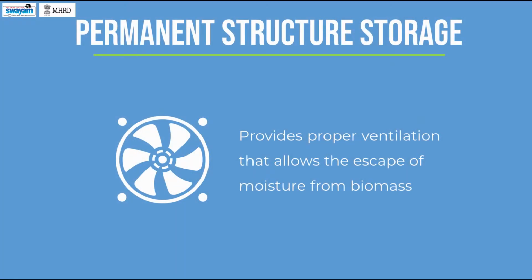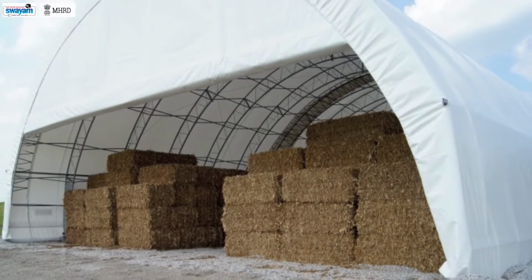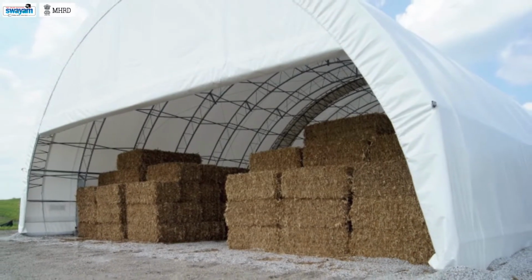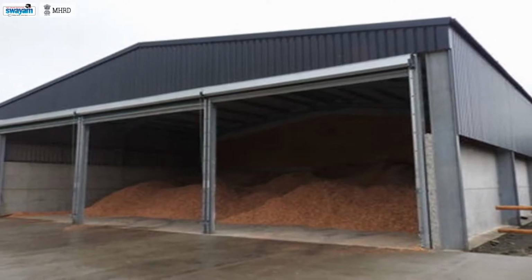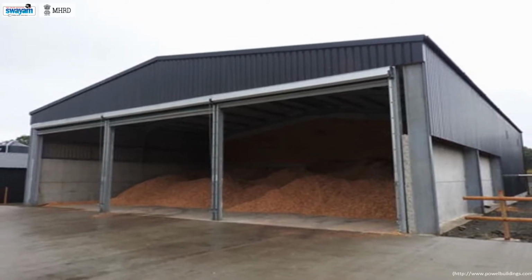Unlike tarped storage, permanent storage provides proper ventilation that allows the escape of moisture from biomass. Depending on the feedstock to be stored, permanent storage is of various types. Hoop barn is the common example, which consists of half-circle steel hoop rings covered by polyethylene sheets. A permanent steel building provides more durability than hoop barn, even though it is more expensive. Hay sheds having one side panel along the roof is used in regions with low precipitation.